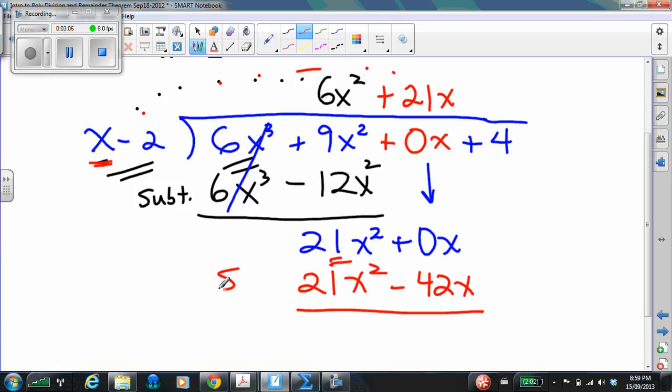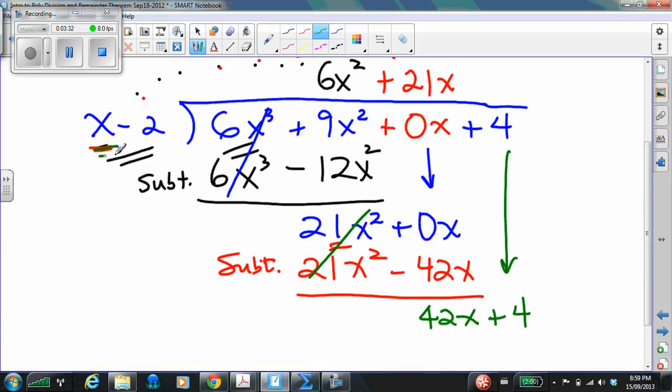I'm going to subtract again. Remind myself of that here. Subtracting eliminates 21x squared, and 0 subtract negative 42, I add again, and I get a 42x. Bring down the plus 4. And one more time should do the trick.